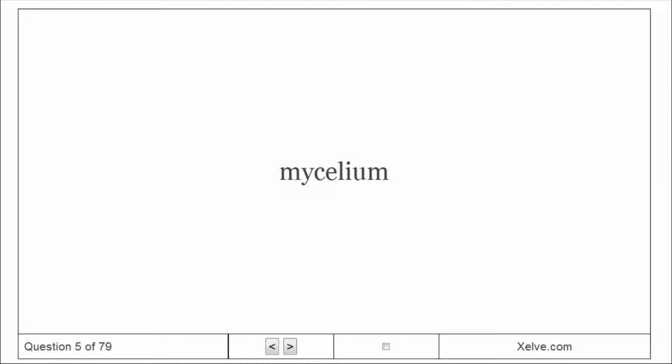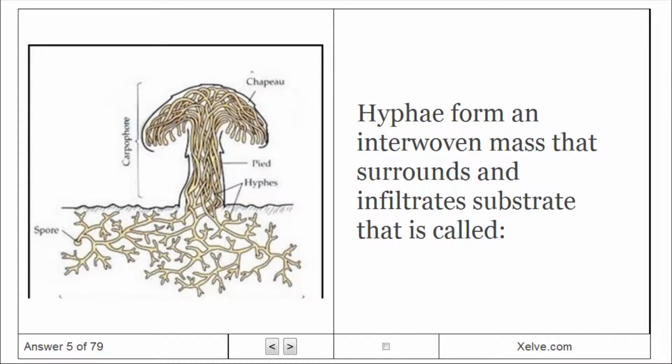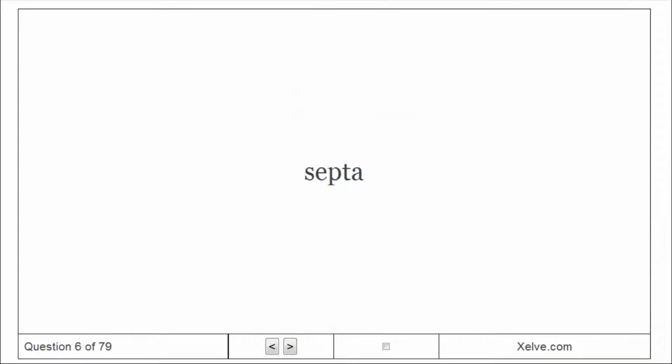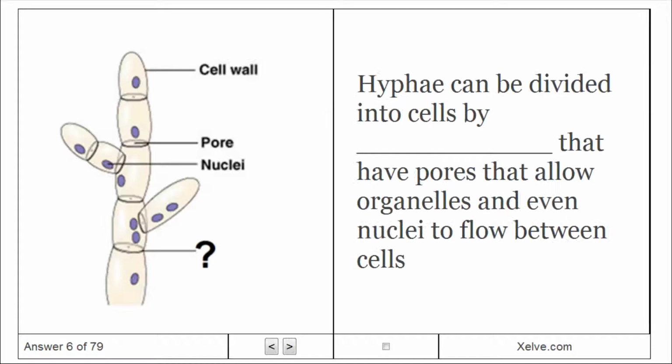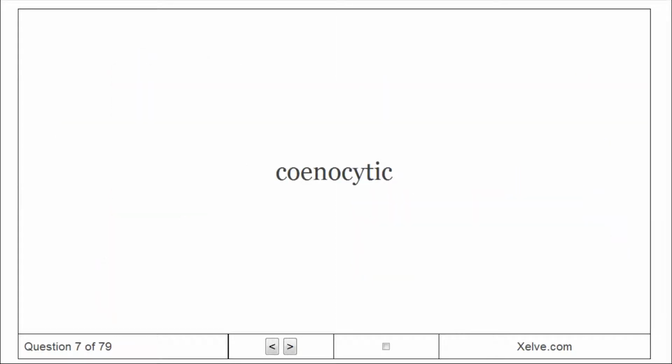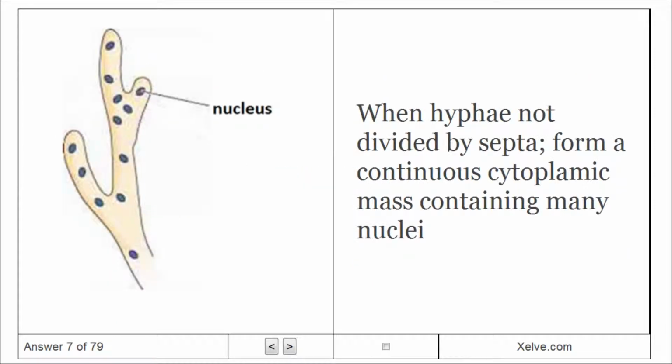Mycelium. Hyphae form an interwoven mass that surrounds and infiltrates substrate that is called mycelium. Septa. Hyphae can be divided into cells by septa that have pores that allow organelles and even nuclei to flow between cells. Coenocytic. When hyphae are not divided by septa, they form a continuous cytoplasmic mass containing many nuclei.